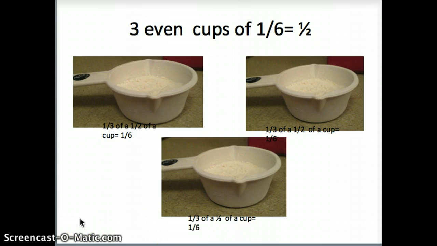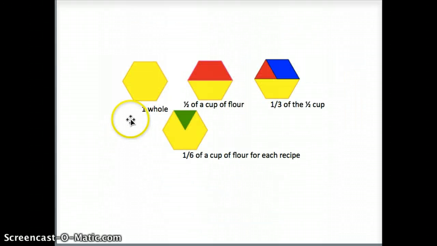To show that with pattern blocks, it would look like this. 1 whole cup is here. So you start out with a 1/2 cup of flour, which is right there. And then you take 1/3 of that 1/2 cup of flour. So that 1/3 is that blue piece. And then you have that little red piece left over. So it's 1/6 of a cup of flour for each recipe is what you're left with.